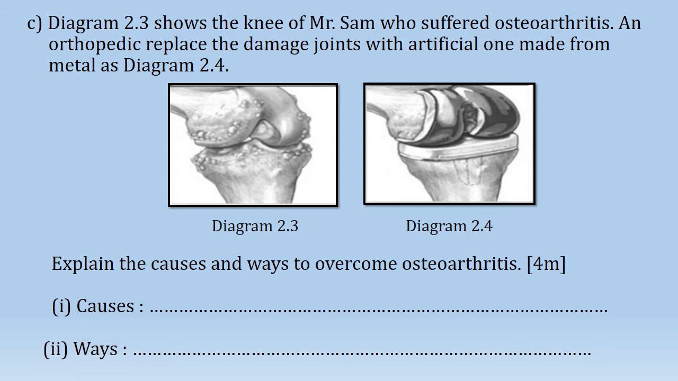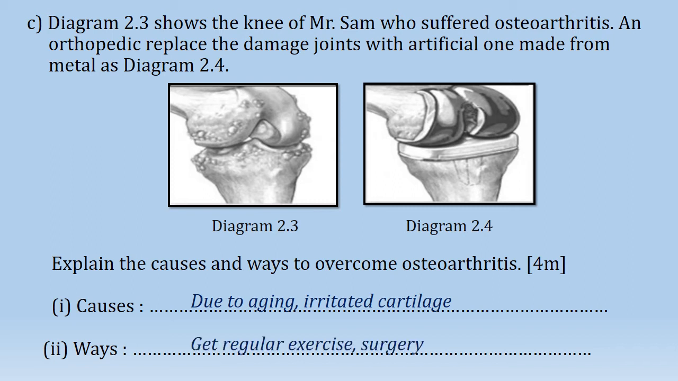Osteoarthritis, or simply we can call it as OA, happens when the cartilage breaks down. Joints can get painful, swollen, and hard to move. The causes of OA is due to aging, and the repetitive use of the joints over the years irritates and inflames the cartilage. The ways to overcome OA are by getting regular exercise to lose weight and undergo a surgery.